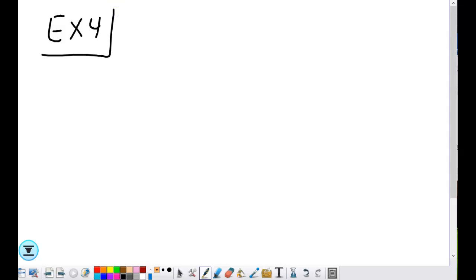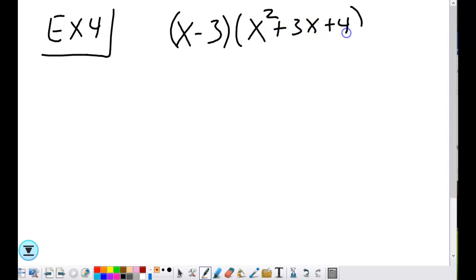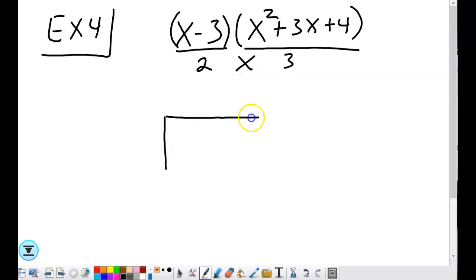All right, let's do another type of problem here. So let's say that you have a binomial being multiplied by a trinomial. How do you do that? Well, that's also a box method problem, but it's going to be handled a little bit differently. Okay? And the reason why is because this one has 2 terms and this one has 3 terms. And so our box needs to be a 2 by 3. In other words, it needs to be 3 spaces long and 2 spaces deep.